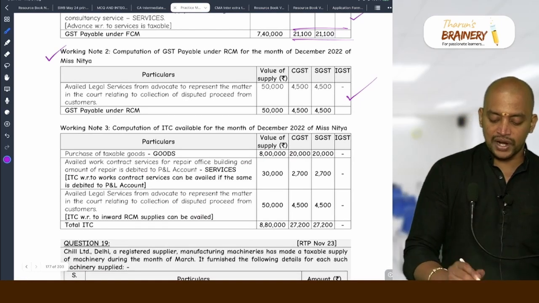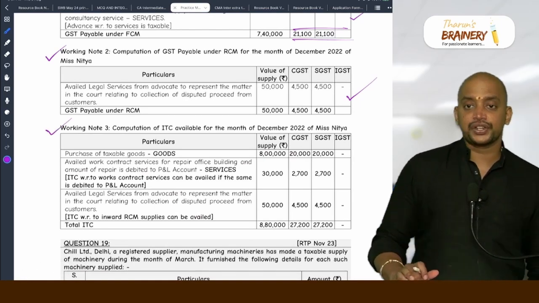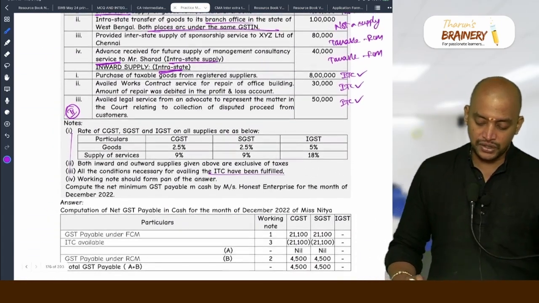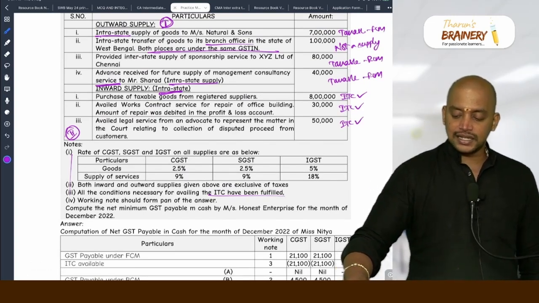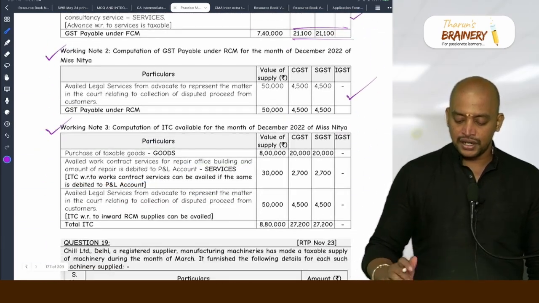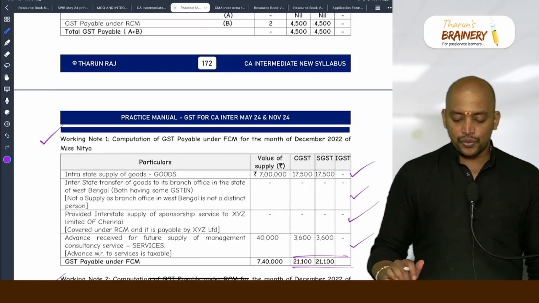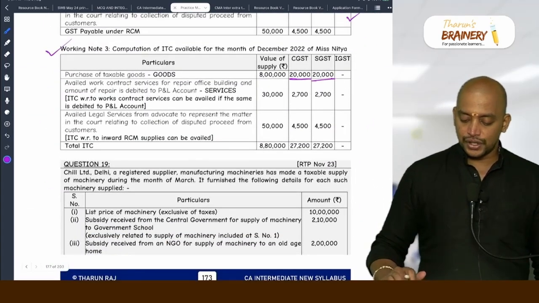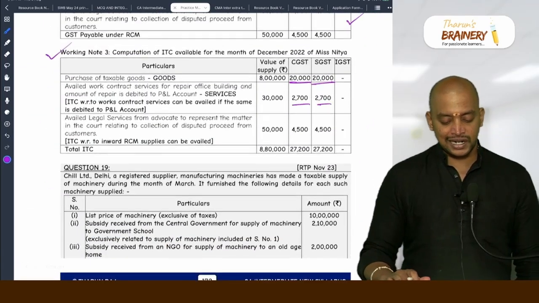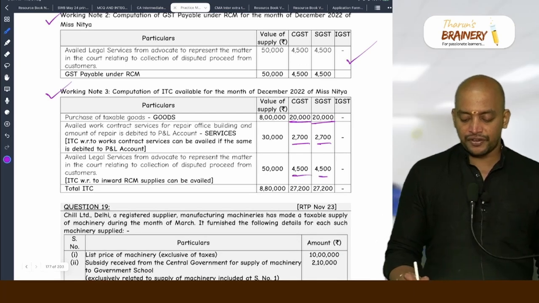Then working note 3, computation of ITC. Is there any opening balance? No. 3 ITCs we can take. So 8 lakhs into goods na, 2.5%, 20,000, 20,000. And then works contract service, 30,000 into 9%, 2,700, 2,700. And legal service also 4,545.